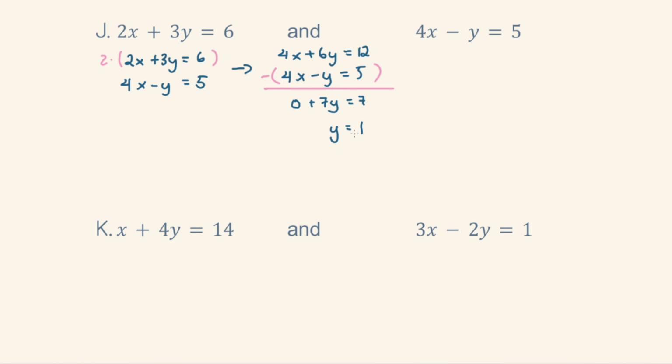Now we're going to take this y equals 1, plug it back into one of my two equations. Let's use the right one for now. So we've got 4x minus 1 is equal to 5. Add 1 to both sides, you're going to get 4x is equal to 6. And so x is equal to 6 over 4, which reduces to 3 over 2. So your final answer then is 3 over 2 and 1.